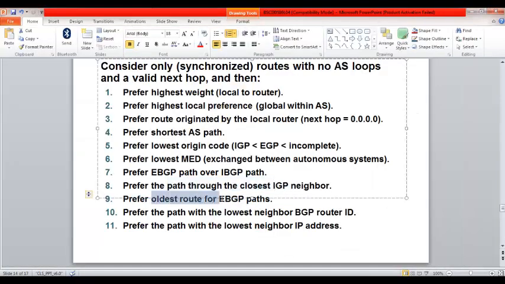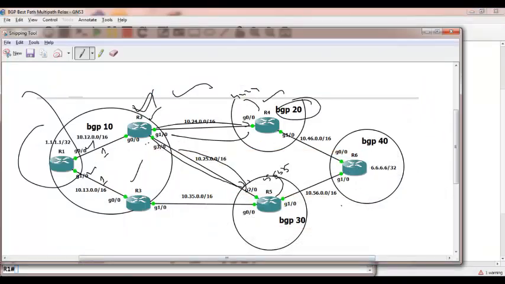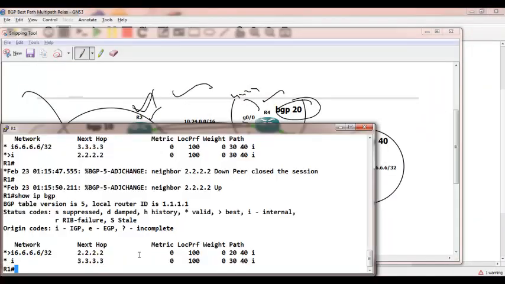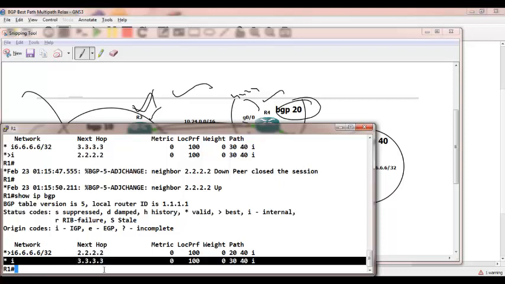Prefers the oldest eBGP route. There is no eBGP actually. Both are iBGP. Again, the lowest router ID. See who has got the lowest router ID. This guy has got the lowest ID. It prefers the lowest router ID. It has used the lowest router ID. See. We got the next hop as 2.2.2.2 because we said next-hop-self when we configured iBGP.